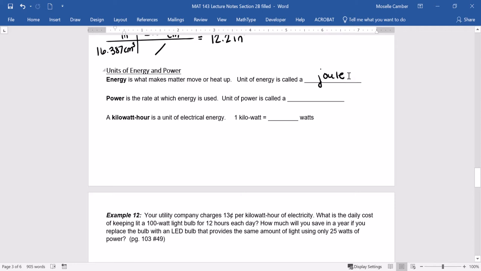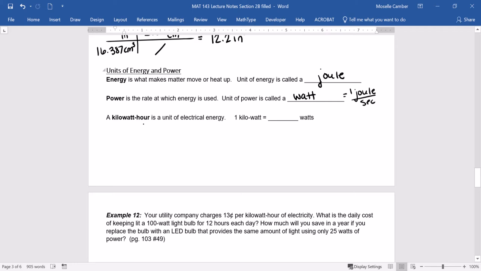This is the basic unit of energy. Power is going to be a rate that the energy is used. So a unit of power is going to be a watt. Now a watt is actually equal to 1 joule per second. So if it's like 60 watts, that would be like 60 joules per second, the amount of energy used in each second.